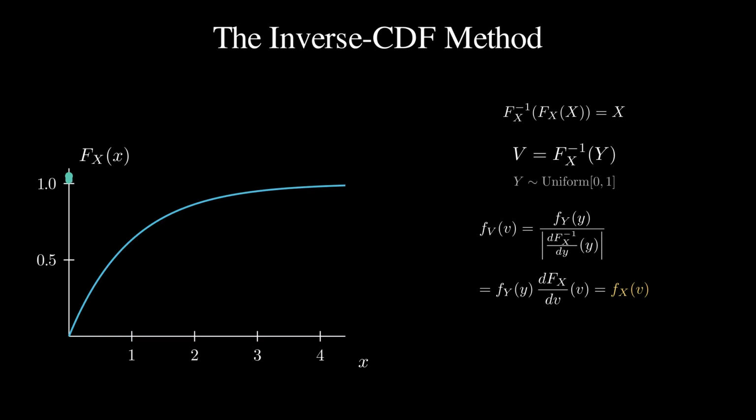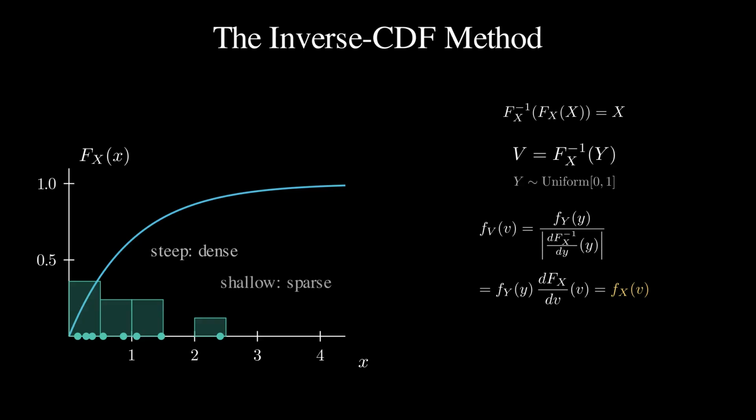Watch it work. Uniform draws rain down the vertical axis. Each one slides across to the CDF curve and drops to the horizontal axis. As draws accumulate, their histogram grows into the density of x. Where the curve is steep, a wide band of uniform values funnels into a narrow interval, so the samples land densely, exactly where the density is high. Where the curve is shallow, the samples spread thin.